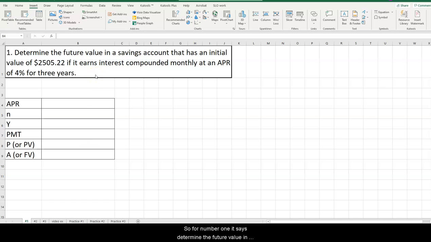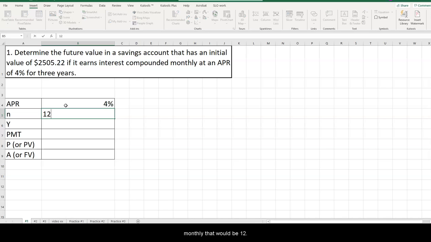For number 1, it says determine the future value in a savings account that has an initial value of $2,505.22 if it earns interest compounded monthly at an APR of 4% for 3 years. So let's fill in the values we know. Our APR is 4%. Our n value, remember, is our number of compounding periods. Since it's compounded monthly, that would be 12. Our Y value is our number of years, so 3 years.